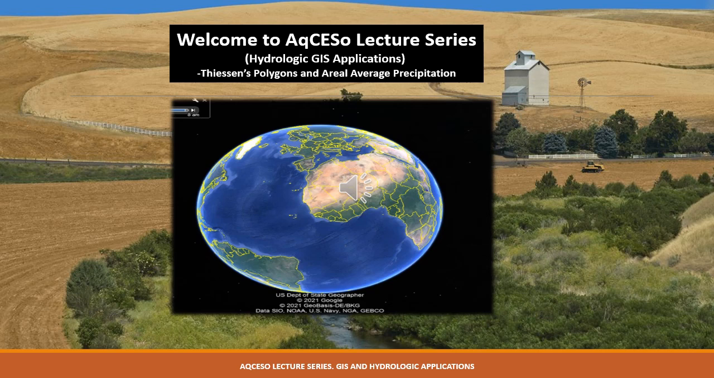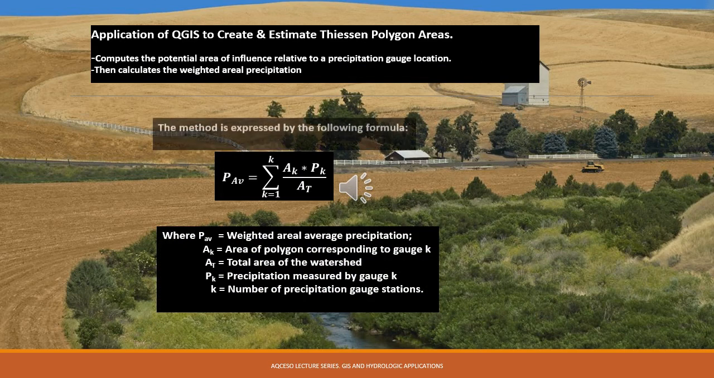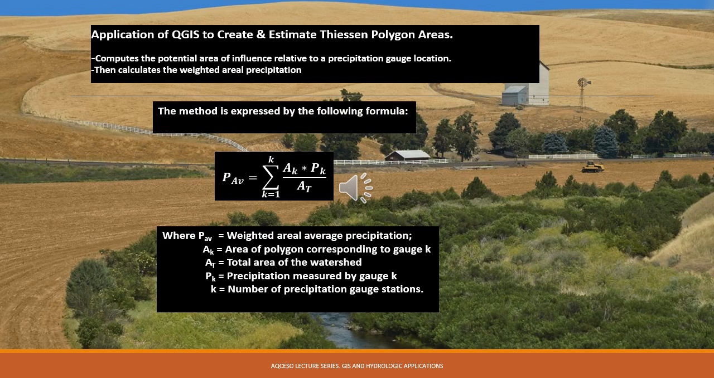And today we want to look at Thiessen polygons and areal average precipitation, which is one of the very important hydrologic applications. So we will use QGIS to create and estimate Thiessen polygon areas. In this case, we will compute the potential area of influence relative to a precipitation gauge location. Then we'll calculate the weighted area precipitation.